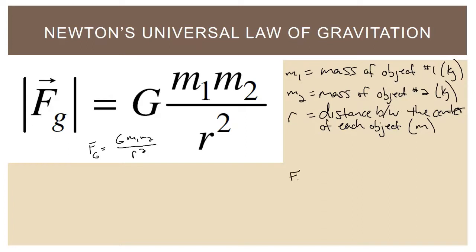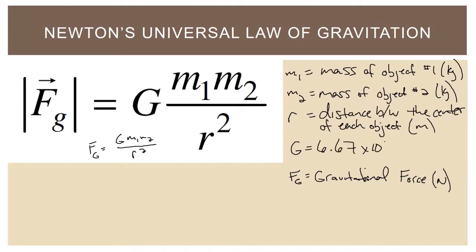Fg, of course, I always use an uppercase G for the most part for this equation, it doesn't really matter, is the gravitational force, measured in newtons. And big G, the universal gravitational constant, is 6.67 times 10 to the negative 11.